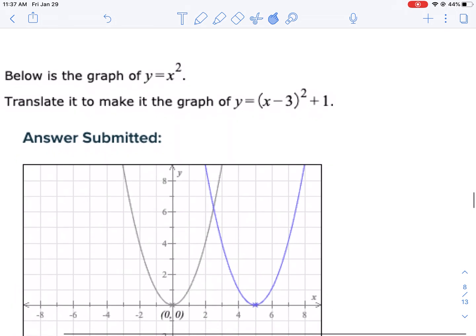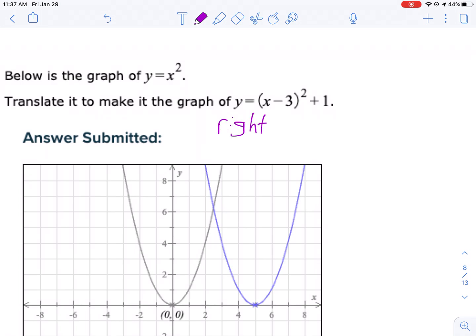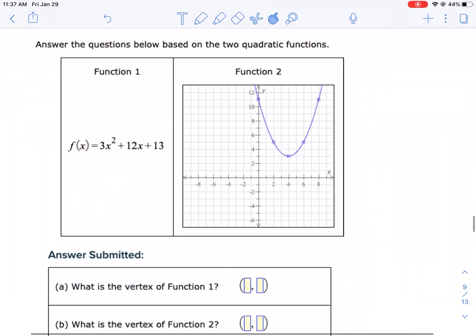Okay, this translation, it's x minus 3. So we're going to go to the right 3. And it's a vertical shift up, and up 1. So I'm going to take my translation. I'm going to go to the right 3 and up 1. There's going to be the vertex of our new problem. You went to the right 5 for some reason. And then just slide your parabola over there.